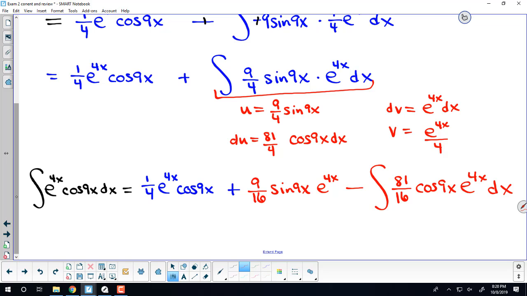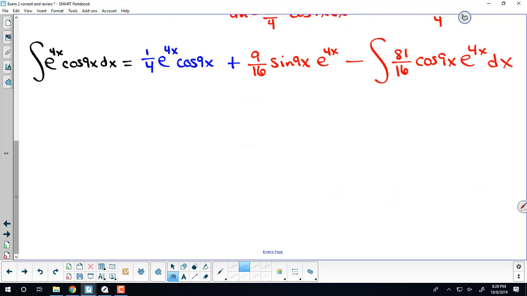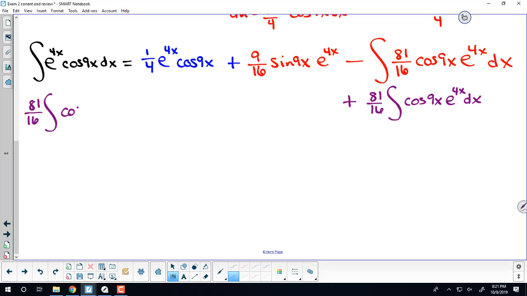I always say if something like this came up on the exam, the constants would be a little more friendly, but certainly. So then we're just going to add that to both sides because we've got the same integral. So we want to add 81/16 of these to both sides. Whatever, we mixed up the order, but that's fine.